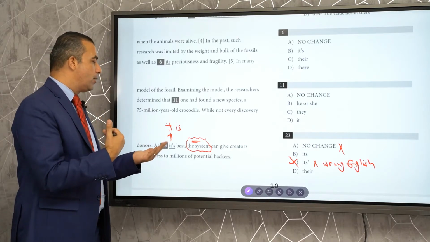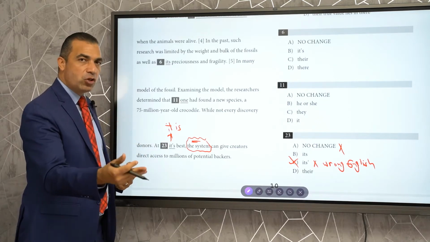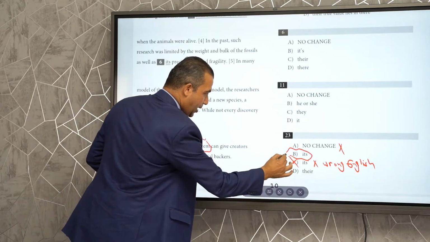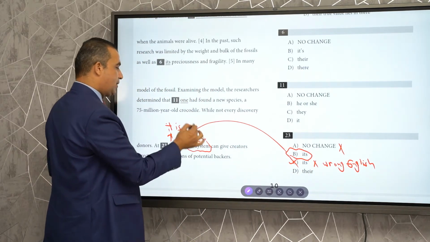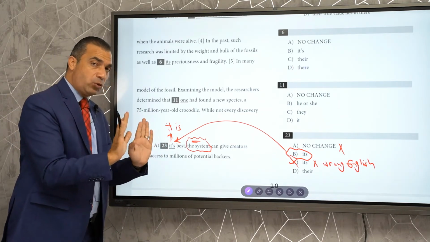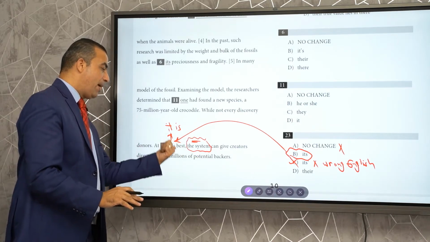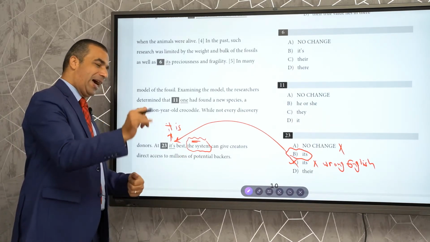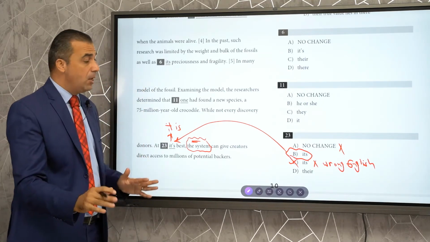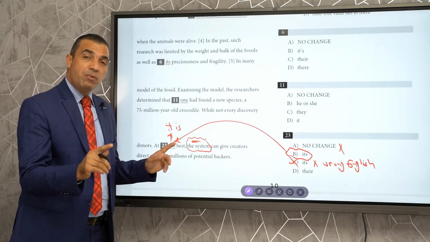I'm talking about the best of what? Of the system. System is a singular noun, so I have to use the singular pronoun. So the right answer is at its best, because I'm talking about the system. Okay? And if you converted the sentence, it will read like this. The system can give creators direct access to millions of potential backers at its best. The best of the system. So here, I'm talking about the system. So the right answer is B. I think now you got the trick.